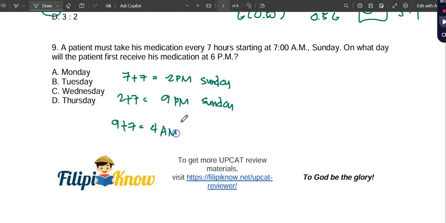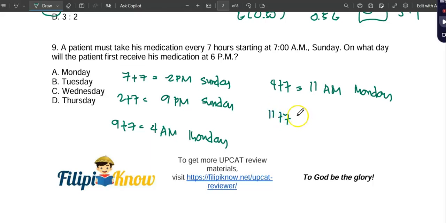Sunday. Tapos 9 p.m., 9 plus 7, this gives you 16, or this is 4, right? 4 a.m. This is Monday na, di ba? Monday. So you have 4 plus 7, this is 11 a.m. Still on Monday. And then we will have 11 plus 7. This gives you what? 6 p.m. Monday. So, on what day will the patient receive first? Patient first receive his medication at 6 p.m. on a Monday. That's letter A.